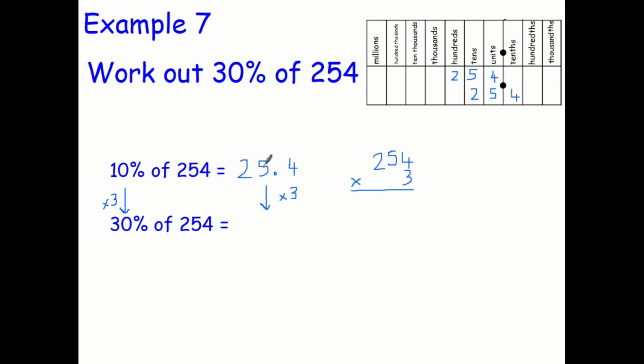I know that 25 times 3 is roughly 75, so this answer is going to be in the region of 75. So 4 3s are 12, 5 3s are 15, plus that 1 is 16, 2 3s are 6, plus that 1 is 7. So I've got the digits 762 there, but I reckon my final answer therefore is 76.2.